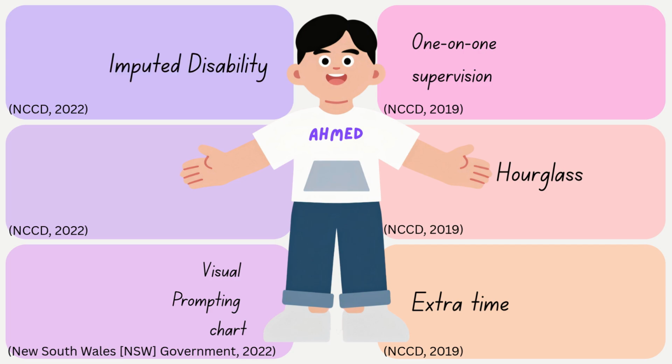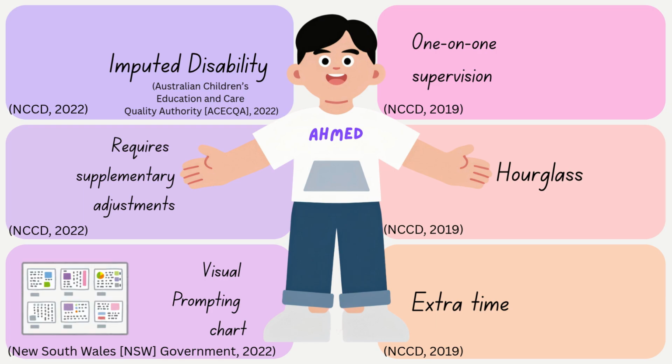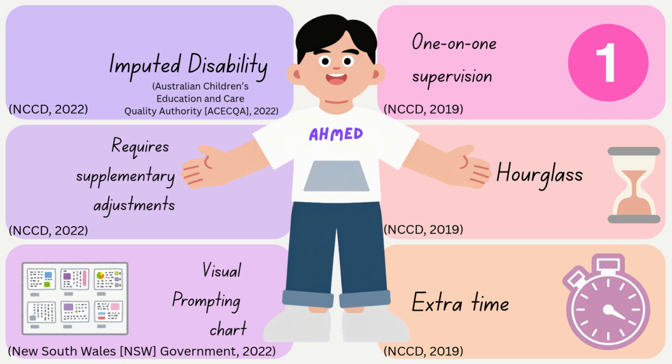Ahmed has an imputed disability and, as outlined in his strategic inclusion plan, requires supplementary adjustments to support his participation in the classroom. These include a visual prompting chart, one-on-one educator supervision in small group settings and outdoor play, an hourglass as a visual timekeeper, and extra time to complete tasks.